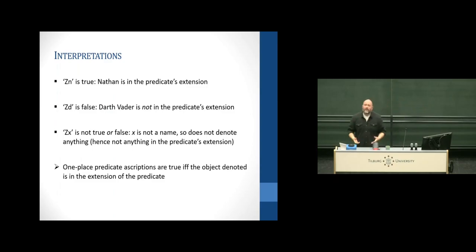So, put really bluntly, one-place predicate descriptions are going to be true if and only if the object denoted is in the extension of the predicate. The rest is just going to be kind of extending that idea.